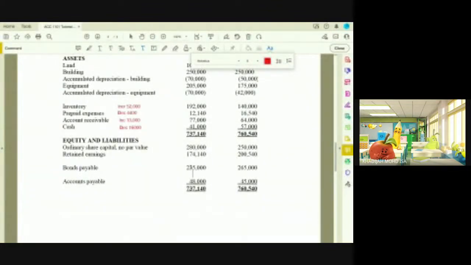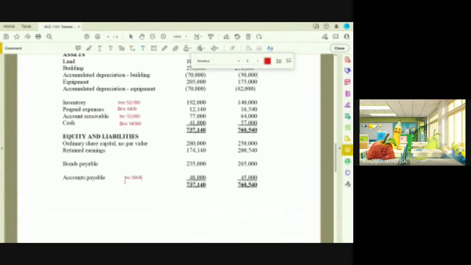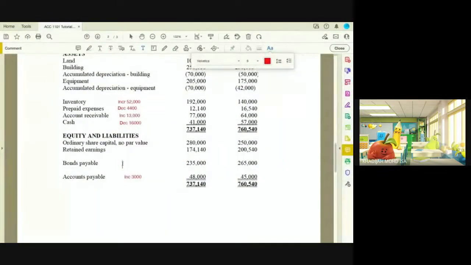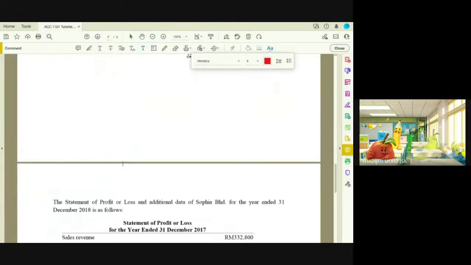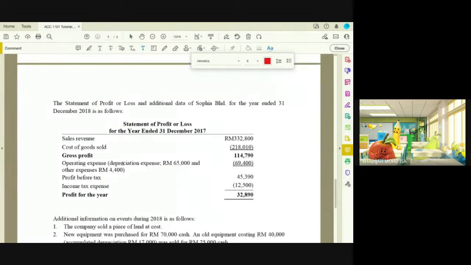Maturity, for example. And then your accounts payable is your current liability. You need to take note of the increase of 3,000. Bonds payable will be reflected in your, what do you call that, later we look into that, in your investment portion. And then you are given the statement of profit or loss and additional information.